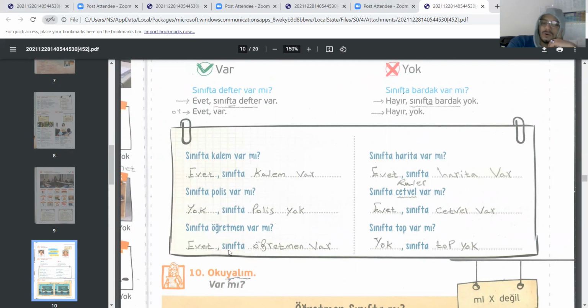Sınıfta öğretmen var mı? We can say evet. Or evet, sınıfta öğretmen var. That means we can say evet and we can say var at the same time, but we must select one of them. Sınıfta harita var mı? Evet. Or we can say sınıfta harita var. Sınıfta cetvel, ruler var mı? Evet, sınıfta cetvel var. Sınıfta top var mı? Yok. Or we can say sınıfta top yok. That will be more appropriate.